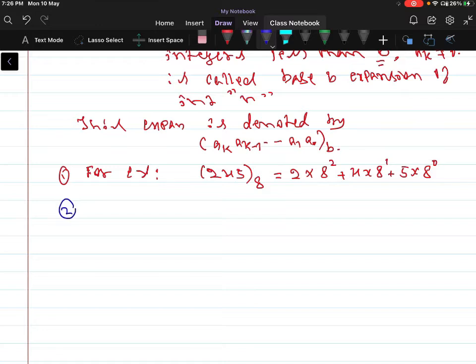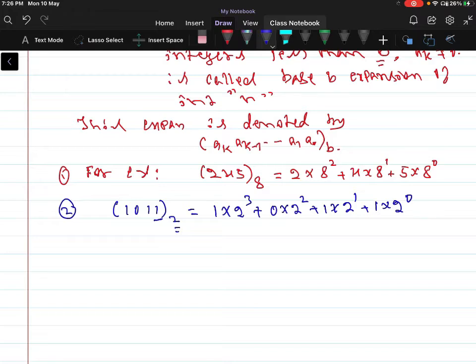Let me take another example. Let us choose the digits 1011 with base 2. You can observe that these digits are less than 2, so we can expand it by using the base 2. So this can be written as 1 into 2 cube plus 0 into 2 square plus 1 into 2 power 1 plus 1 into 2 power 0. So this representation is called binary representation with base 2.